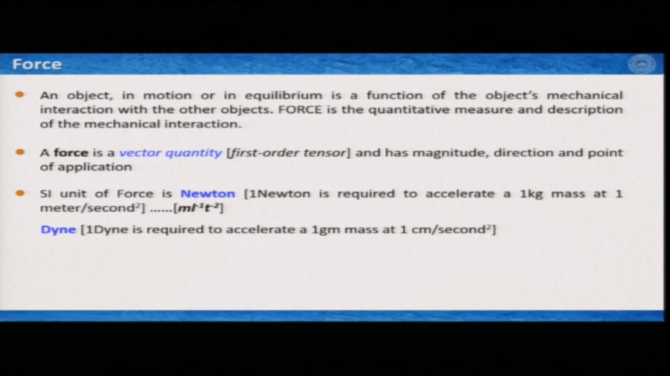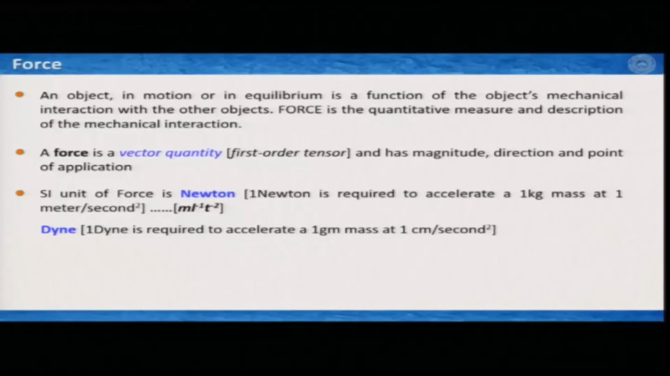So, it is the interaction of the material to some quantities. So, we can define that an object in motion or in equilibrium is a function of the object's mechanical interaction with the other objects. Now, force is the quantitative measure and description of this particular mechanical interaction.